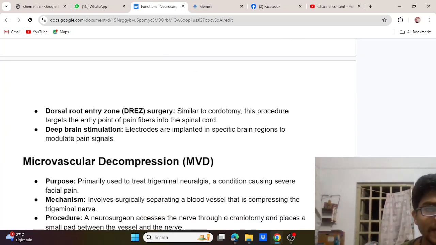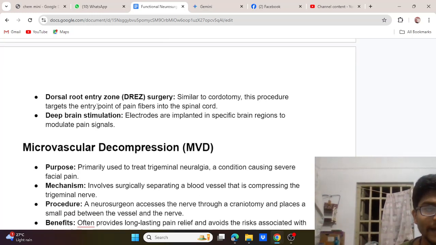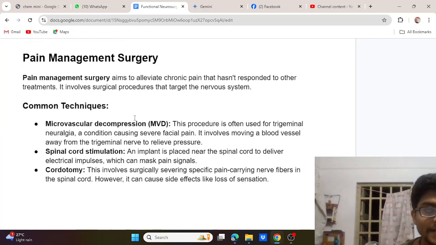Then dorsal root entry zone surgery, that is DREZ, which is similar to cordotomy. This procedure targets the entry point of pain fibers into the spinal cord. And lastly, deep brain stimulation, where electrodes are implanted in specific brain regions to modulate the pain signal.